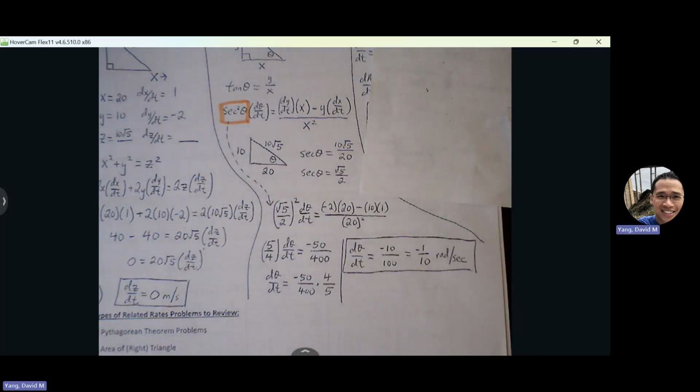So I'm just replacing all the values I see with the data from part A, and then I'm just trying to do some cleanup, trying to get d theta dt by itself. If you don't reduce, it's fine. I just want to see d theta dt by itself with all the numbers on the right side, and then your units of measure, it's never degrees, it's always radians per time unit, in this case, radians per second.